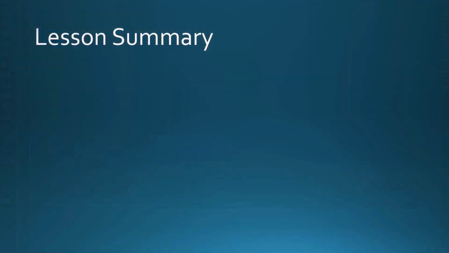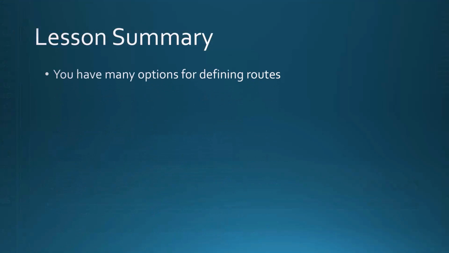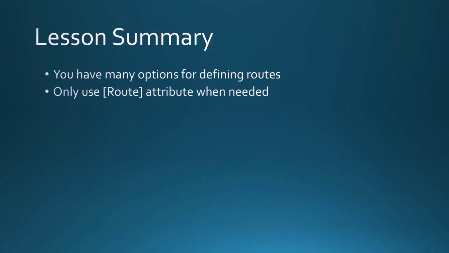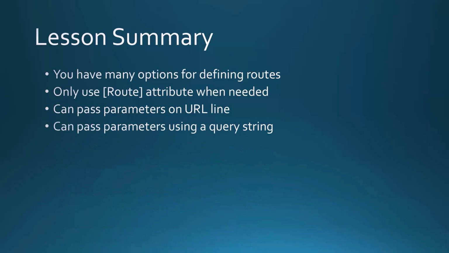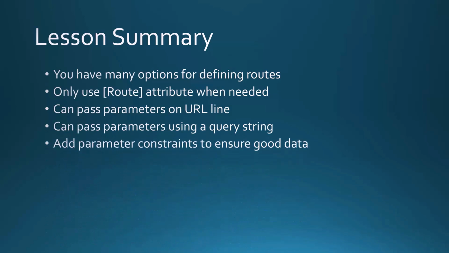In this lesson, we saw that we have a lot of options for defining routes. Now, personally, I only use the route attribute when I need it. If I've just got a controller, it just has a get, and that's all I'm doing, there's no reason to have the route attribute. We can pass parameters on the URL line. We can pass parameters using a query string. And we can add parameter constraints to ensure that we get good data in. Coming up next, using dependency injection.